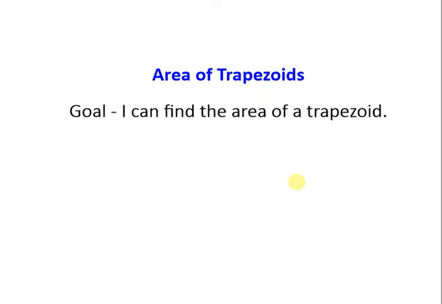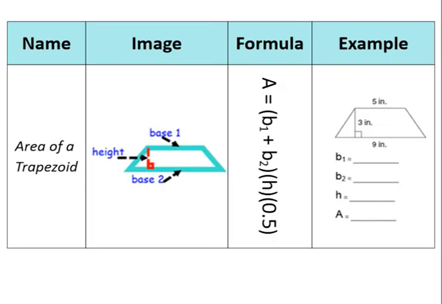Alright, so in this lesson, we're going to look only at trapezoids. And so your goal for this lesson is I can find the area of a trapezoid. For this lesson, you're going to want your blue formula sheet with you in addition to your notes. So we're going to start with your blue formula sheet.